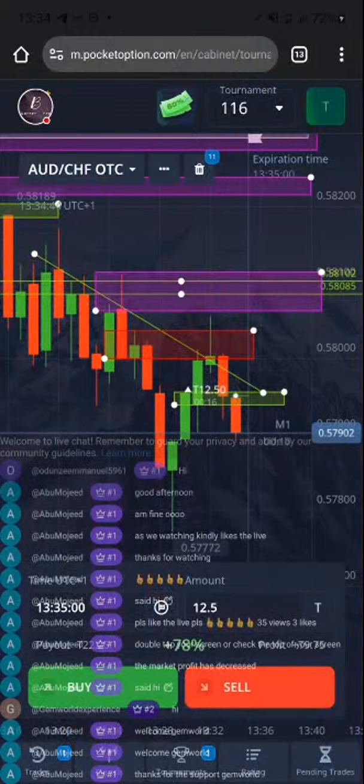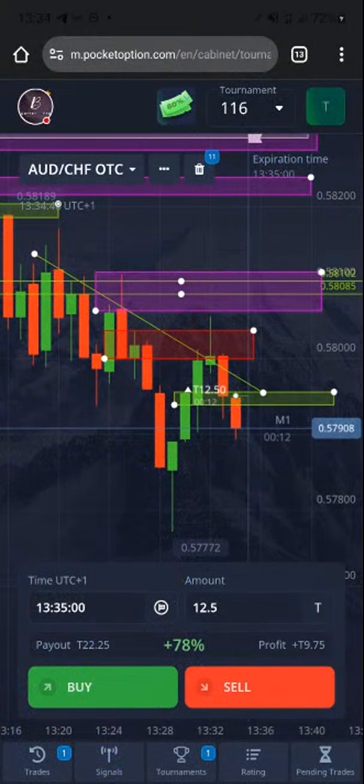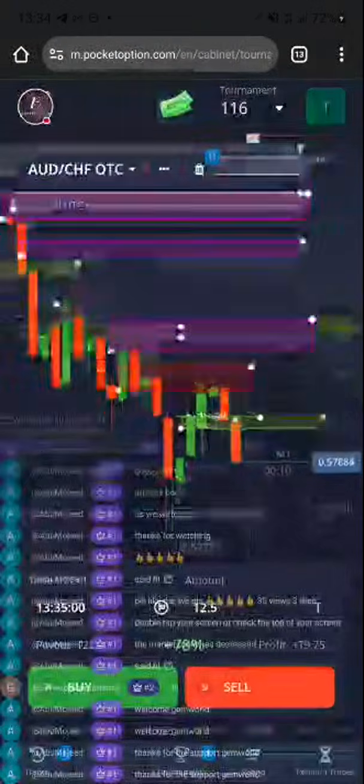Okay, I was expecting a green candle here because we have an overlapping level, and this is a demand area, and we have a gap down. But that did not work out.